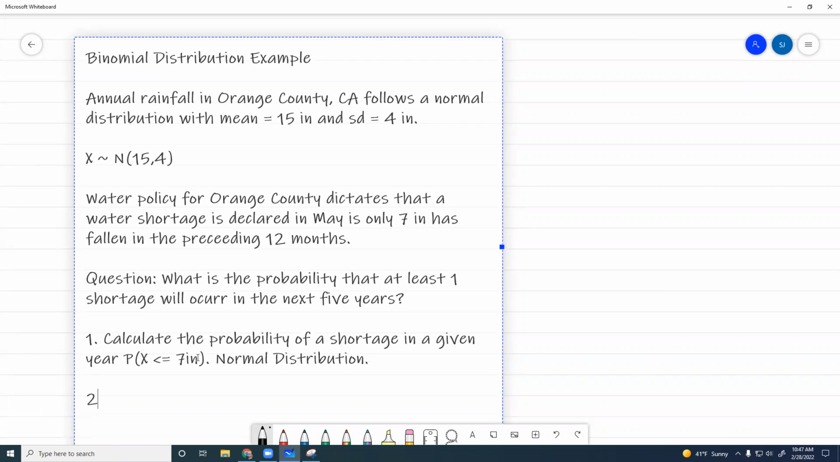And then the second part is we need to use the binomial distribution to calculate the probability that, and now Y is the number of shortages over n years, right? So Y is equal to 1, given that n is equal to 5. All right, so not too bad. It's just 2 calculations.